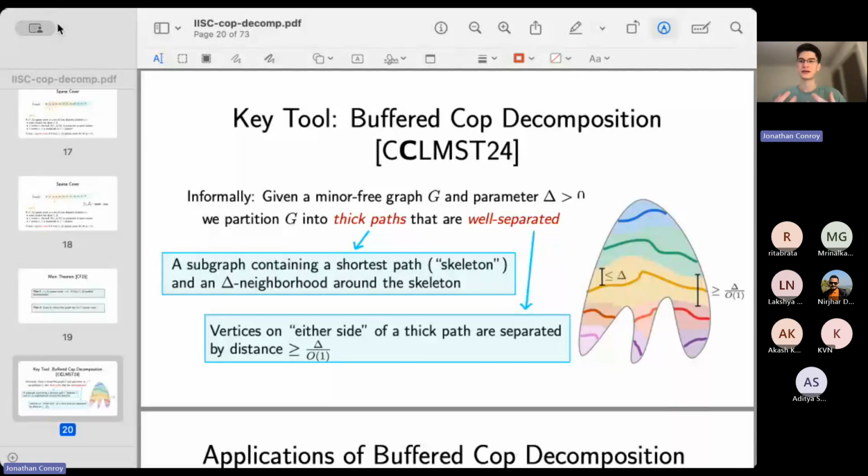They have this buffered property, which informally means that, let's say if you have some path vertices on either side of this thick path, they get separated by distance at least delta divided by some constant. Okay, and I will explain very precisely what this means.